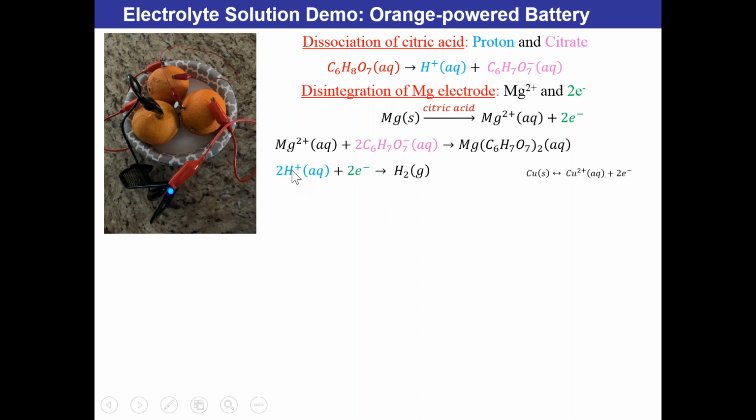Anyway, so then the hydrogen cation, right, the proton that was generated, is going to react with some electrons that have been evolved from the magnesium, and hydrogen gas can be produced.